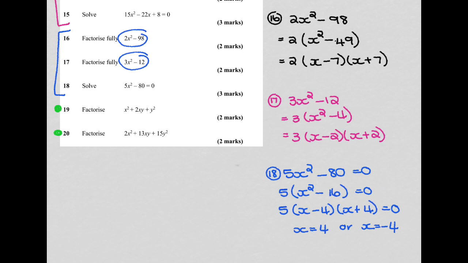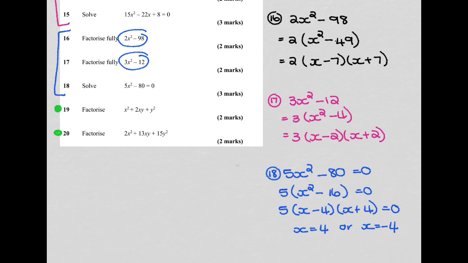Once I had taken out a common factor in each question, I noticed that the bracket that was left behind was the difference of 2 squares. The difference of 2 squares literally means difference, subtract, 2 square numbers. X squared is squared, 49 is squared. When you're solving this, the 2 brackets will look identical, except that one will be a plus and one will be a minus, and it doesn't matter which way.